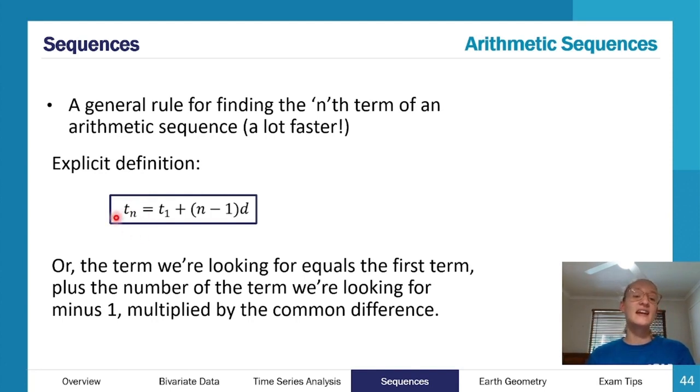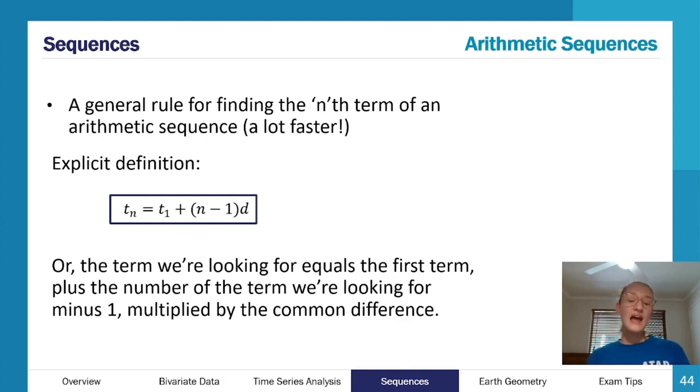So again, Tn, the term number that we're looking for, is equal to T1, our first term, plus the number of the term we're looking for, minus 1, multiplied by the common difference. So that's our formula. If, for example, I'm looking for term 25, I'm going to say let n equal 25, and as long as I know the right information, then I can actually solve and find my unknown variable.